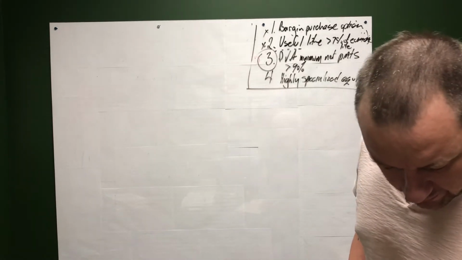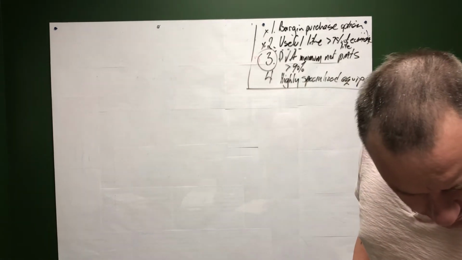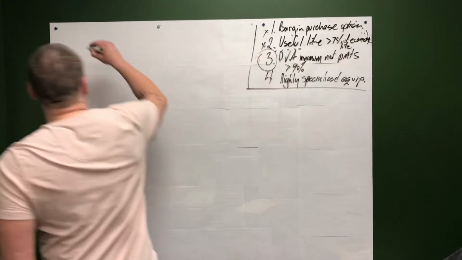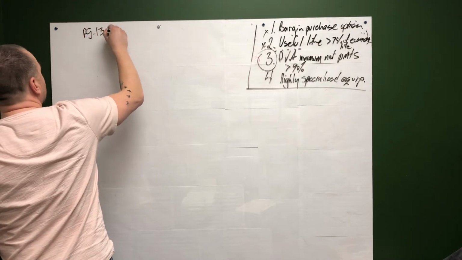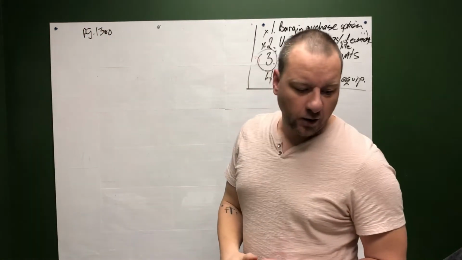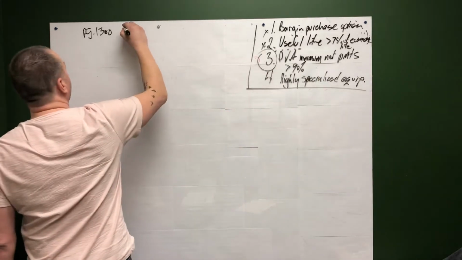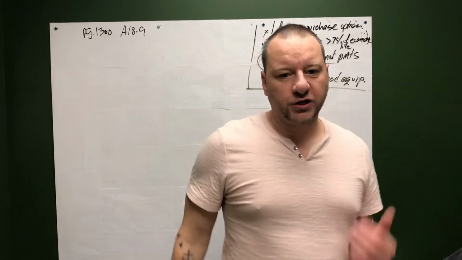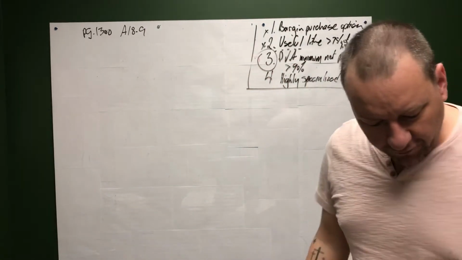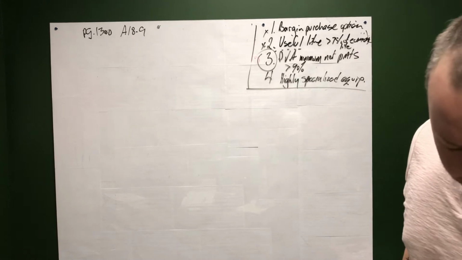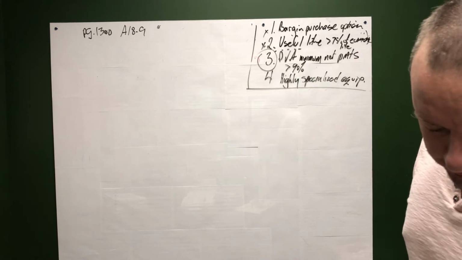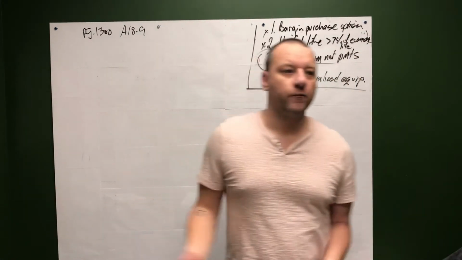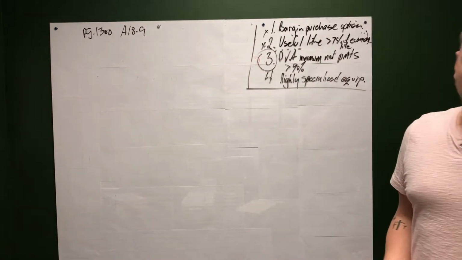Go to page 1300. And follow along with me here, A18.9. Okay. So this question here, it says there's a couple things. If we look at point one, or question one, the residual values are not bargain purchase options. Okay, so your residual value is your salvage value. Okay, that has nothing to do with a bargain purchase option.